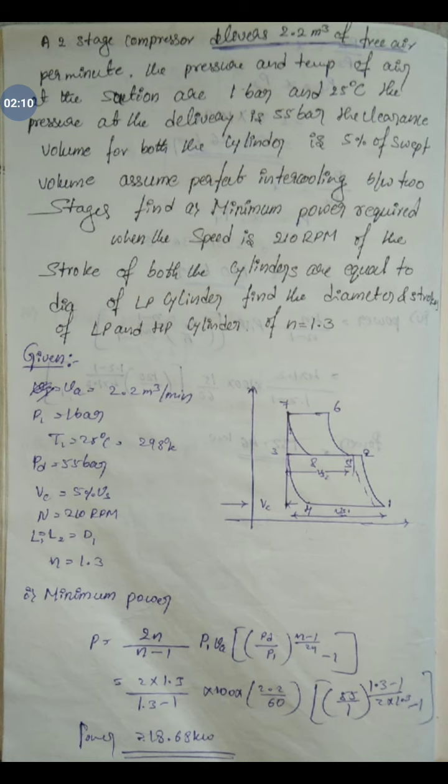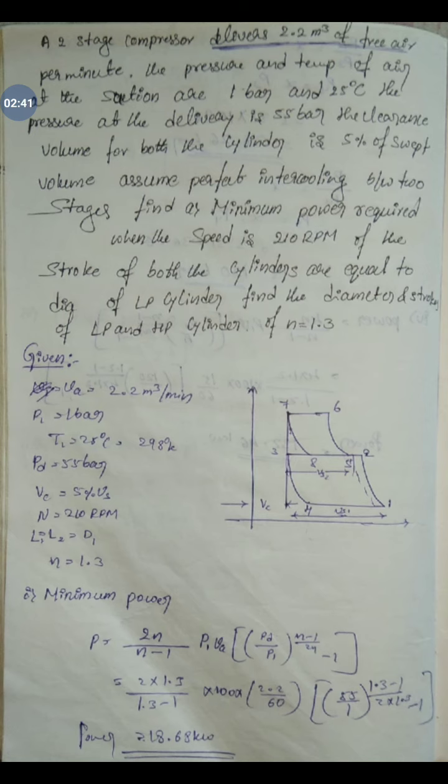After cooling, the temperature at point 5 will be equivalent to the temperature of the suction conditions, that is T1 will be equivalent to T5. Here the clearance volume is given the same for both the cylinders. If you look into the PV diagram here, the points 7 and 3 fall on the same line with respect to the volume, that is the clearance volume. So that clearance volume VC is the same for both the cylinders.